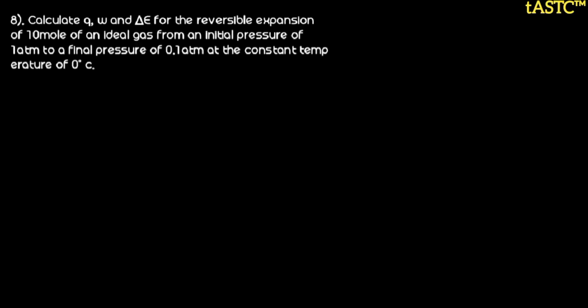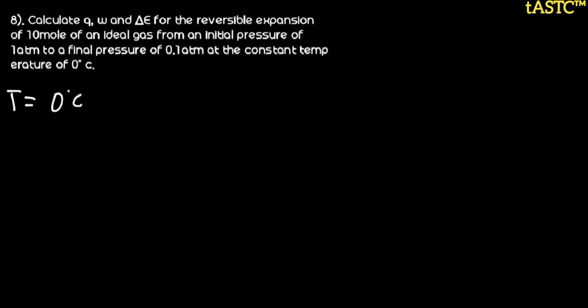Now here is the 8th question. Calculate Q, which is the heat, W, which is the work done, and dE, which is the change in internal energy, for the reversible expansion of 10 moles of an ideal gas from an initial pressure of 1 atm to a final pressure of 0.1 atm at a constant temperature of 0 degrees Celsius. So we have T, which is a constant temperature. That is 0 degrees Celsius.